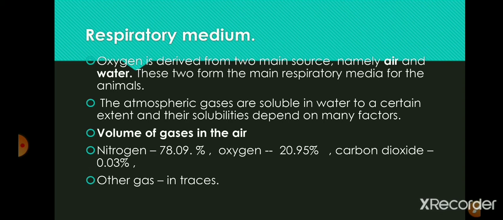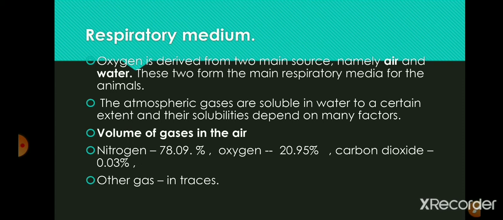These atmospheric gases are soluble in water to a certain extent, and their solubility depends on many factors. For example, about 1 ml of oxygen is dissolved in 100 ml of water at 0 degrees Celsius. With an increase of temperature there is a decrease in the solubility of gases in water, and vice versa.